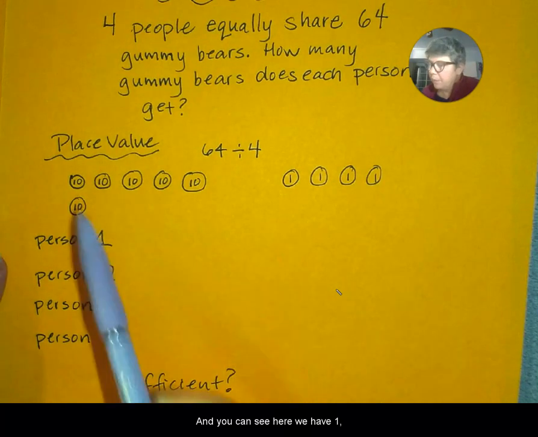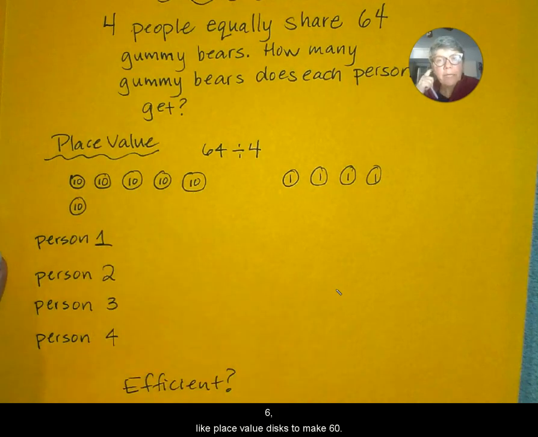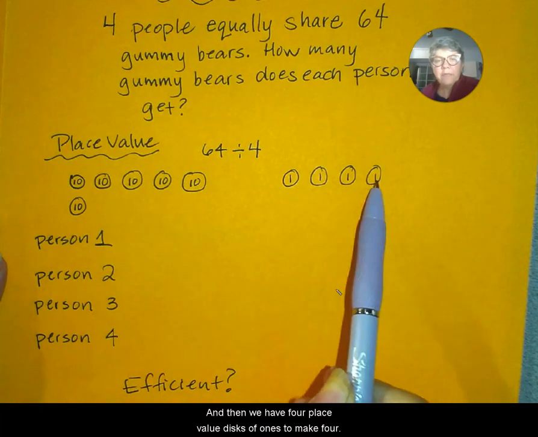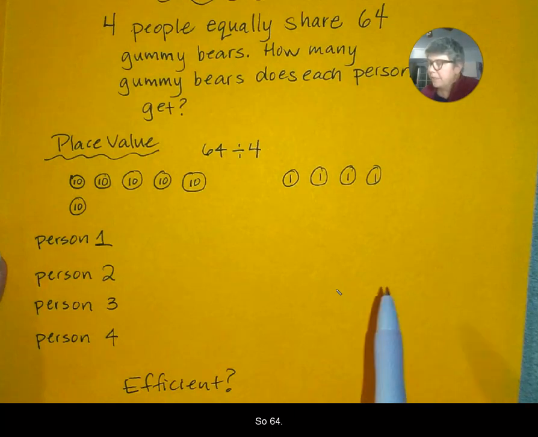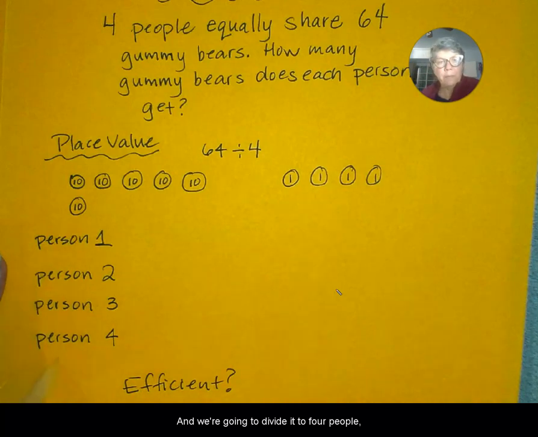And you can see here we have 1, 2, 3, 4, 5, 6 place value discs to make 60. And then we have 4 place value discs of 1s to make 4. So 64, and we're going to divide it among 4 people, right? Sorry for all the 4s.